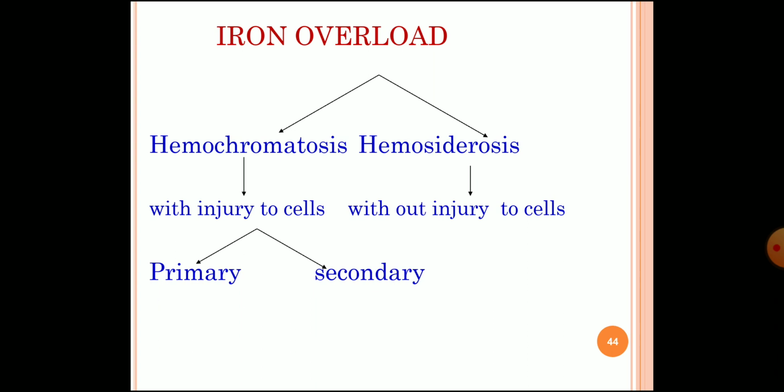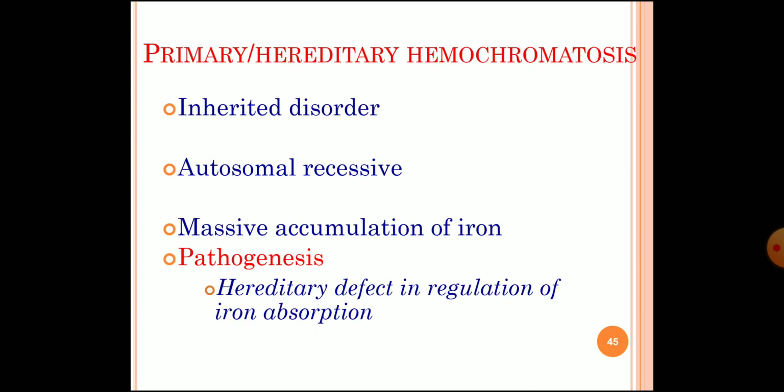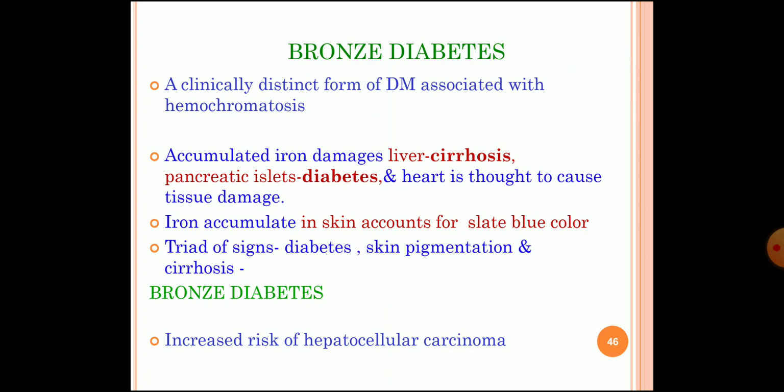Secondary may be due to causes where the overload occurs when food is cooked in iron vessels, and that is seen in Bantu people. They used to cook food in iron vessels. Over a long time that will produce iron toxicity. Primary or hereditary hemochromatosis is an inherited one. It's autosomal recessive. There is massive accumulation. Pathogenesis is a hereditary defect in the regulation of iron absorption.